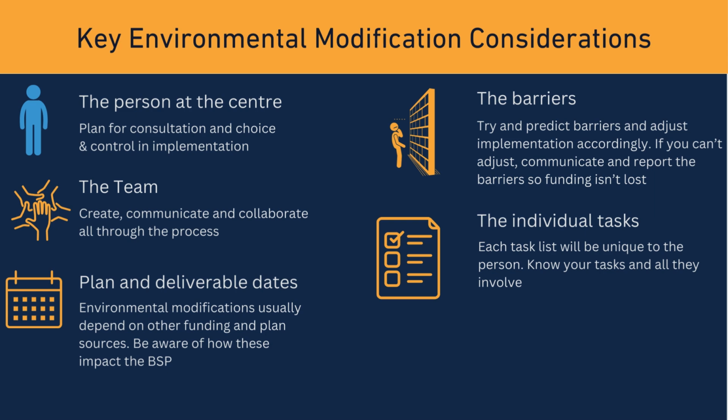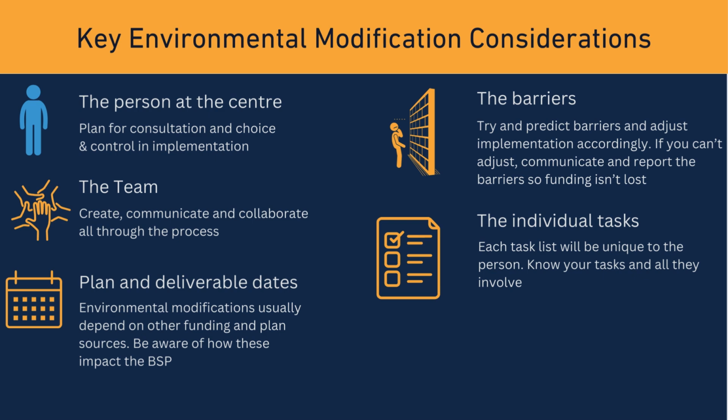There are going to be barriers to implementing any environmental modification in the BSP. And I encourage you to look at the micro learning that talks specifically about facing and mitigating barriers to BSP implementation. If you can't adjust, communicate the barriers that you're facing and report it so that funding isn't lost on going round and round in circles with no deliverable outcome, and ensure that that can be reported to the Commission if it transpires that your BSP budget becomes exhausted before you can achieve your obligations.